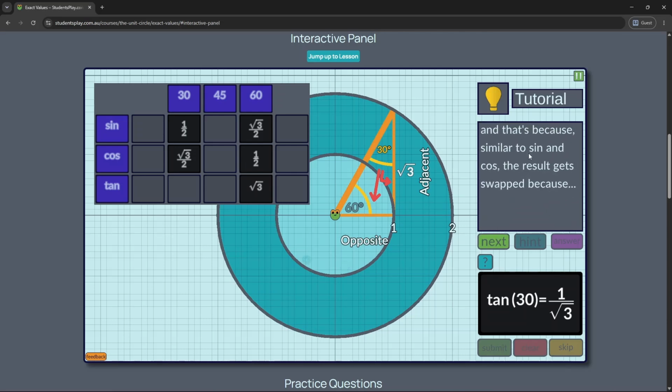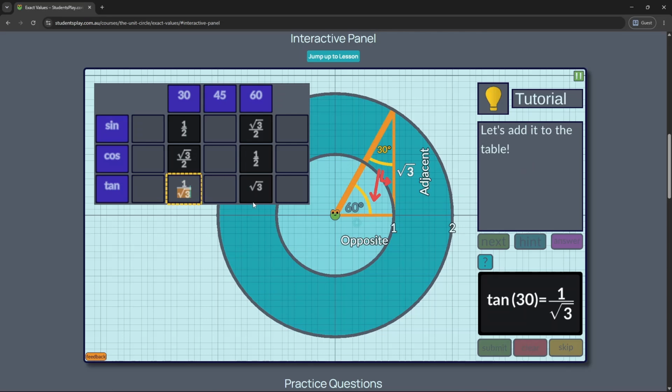Yeah, and that's because similar to sine and cos, the result gets swapped because the adjacent and opposite sides were swapped when we changed the other angle. Okay, that makes sense. This time the 1 won't cancel out because it's on the top, not the bottom of the fraction, which is quite different. Let's add it to the table.